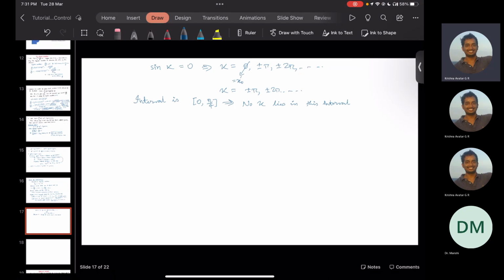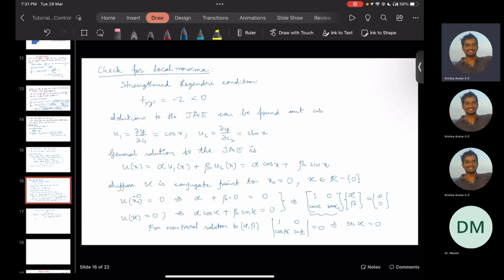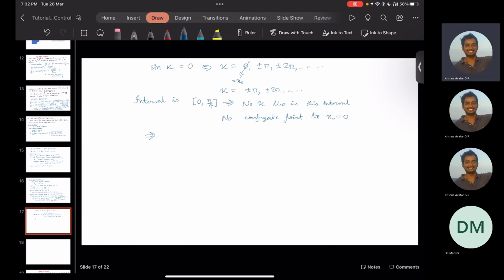So which means that there is no conjugate point to x naught is equal to 0. Okay. And then from the Legendre condition, what we see is minus 2 is less than 0. So we say that we are going along the local maximum line, and now we are very much convinced that from the Jacobi sufficient condition the functional has a weak local maxima. Right. So with this, we have solved this problem.